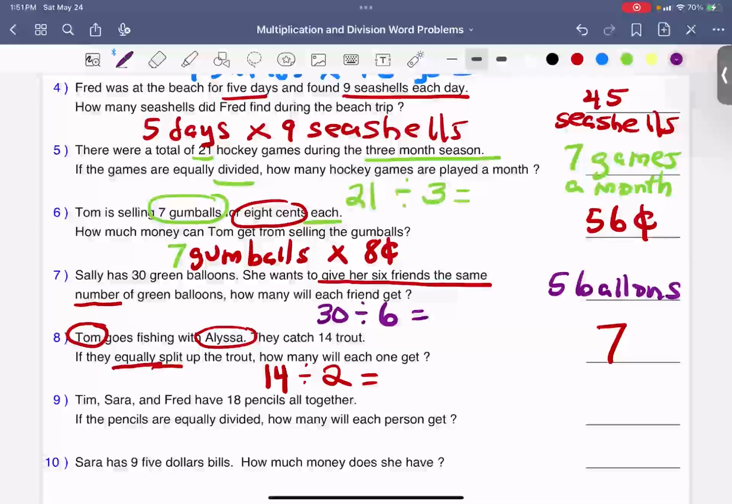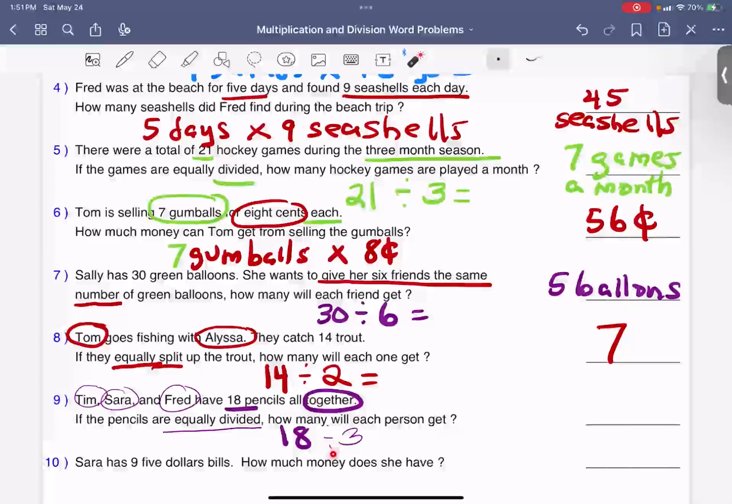Number 9. Tim, Sarah, and Fred have 18 pencils together. If the pencils are equally divided, how many will each person get? So I see the total is 18. It says all together, because 18 all together. And then we have Tim, Sarah, and Fred. So it's 18 divided by 3. It tells us equally divided, so we know it's going to be division. So 18 divided by 3 is equal to 6. So each one will get 6 pencils.